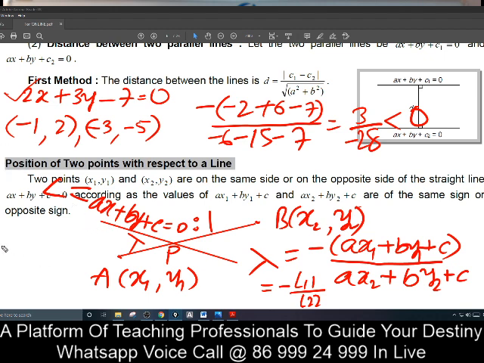If you want more explanation for that, this is the line. And the two points will lie on the same side, like this. This is a line segment. See, what is happening? This is A, this is B.